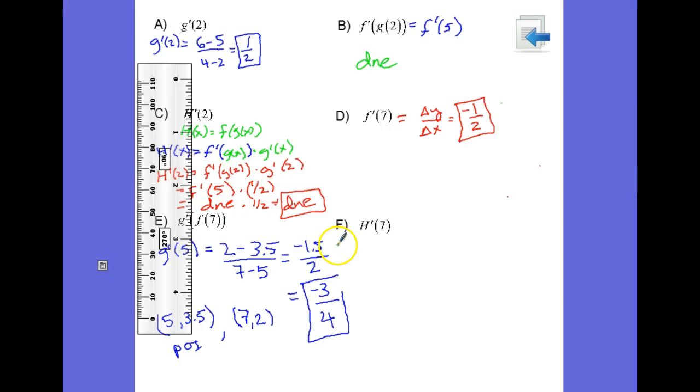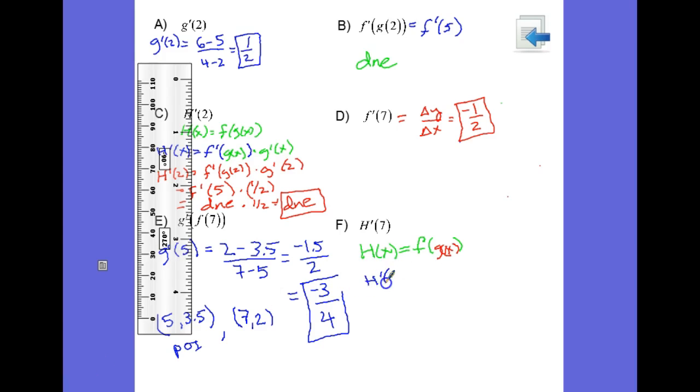In part F of example 4, they've asked us to find h prime of 7. So first of all, let's just remember what h of x is. h of x is the composite function f of g of x. So to find h prime, we simply apply the chain rule.